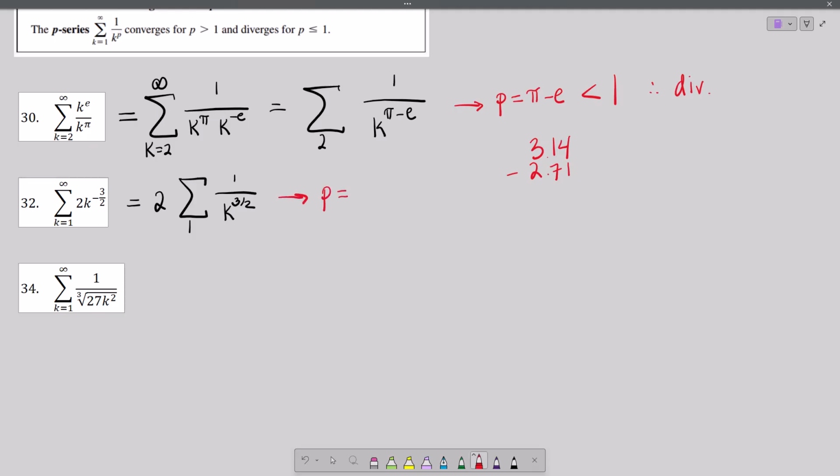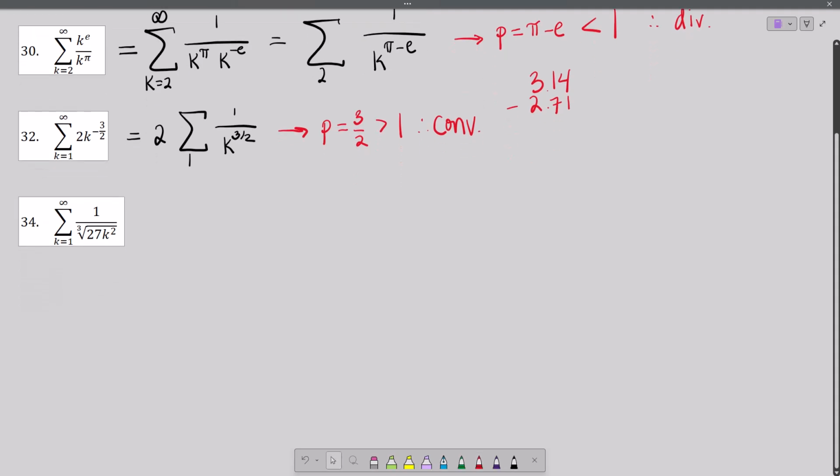3/2. And is that bigger than 1 or less than 1? Bigger than 1. Do we have convergence or divergence? Convergence. So that's it. That's the work you would want to show. Rewrite it, identify p, compare it to 1. If it's bigger than 1, make your conclusion that it converges. If it's less than 1, make your conclusion that it diverges. So p-series are pretty straightforward.